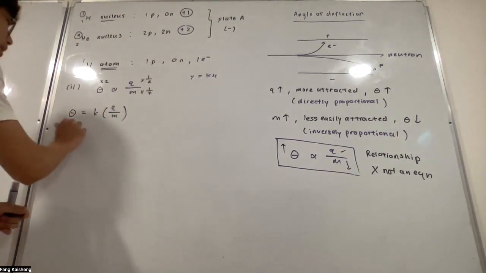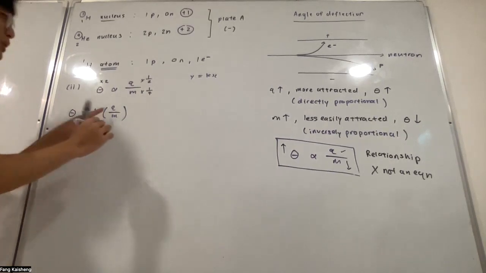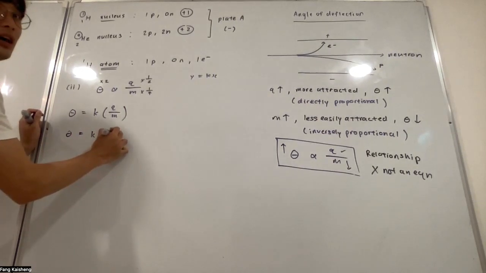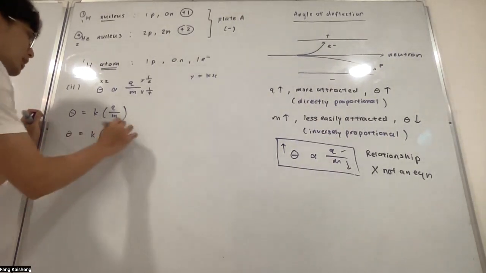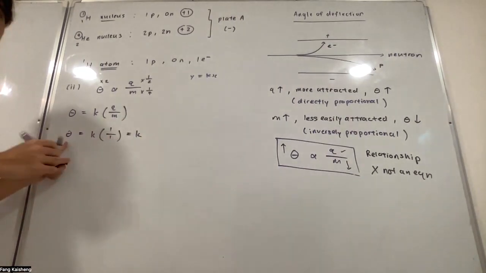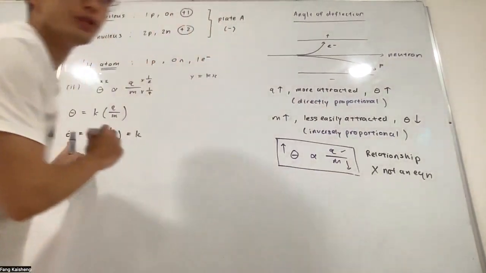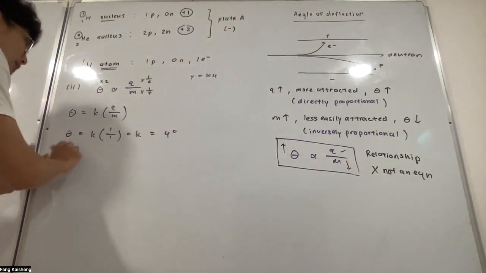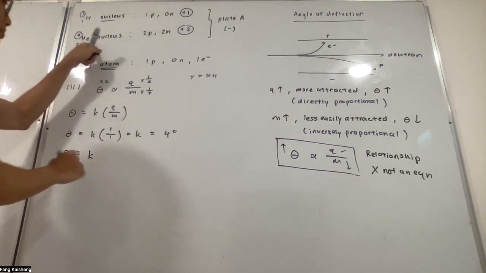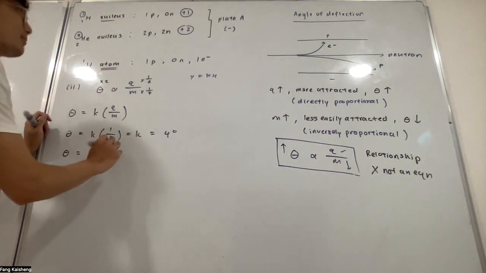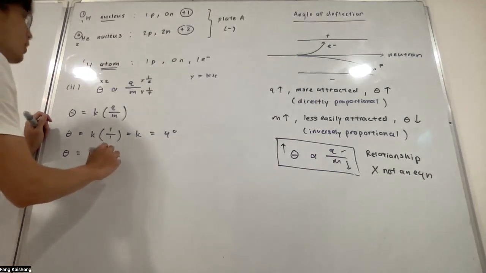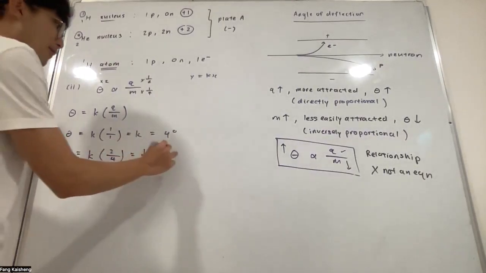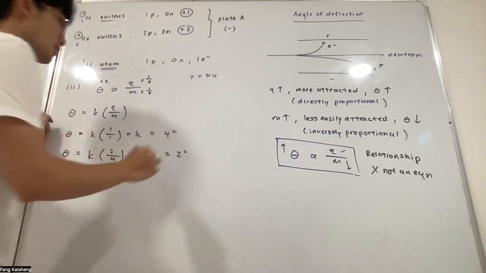For hydrogen, the angle of deflection is k times, what's the charge of hydrogen? 1. The mass is also 1. So basically, theta equals k, and theta, the angle of deflection they told us, is 4 degrees. Can see that? In other words, k is equal to 4 here. But I can repeat the same thing for the next one. For helium, what is the charge? 2. So k times 2, and then the mass is 4. In other words, we simplify this, this is half k. And since we know k is equal to 4, half k is equal to 2 degrees. Okay, so that's why it works.